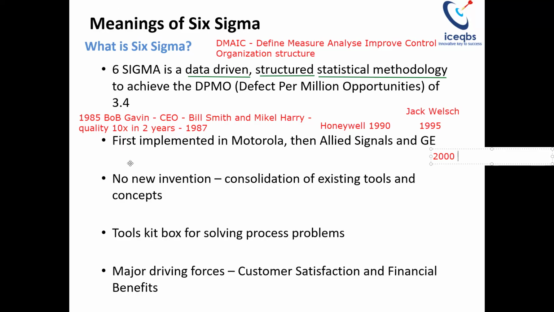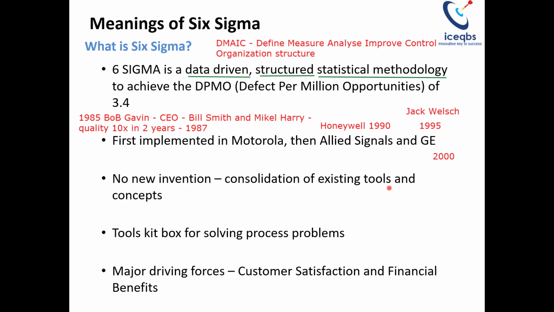So if you think that a lot of new inventions were made when this methodology came out, then you are wrong. It was not that new inventions were made. It was only the consolidation of the existing tools and concepts. So that means already a lot of quality tools and concepts were available. For example, the control charts, which help you to check whether the process is in control, were in place even from the 1920s.